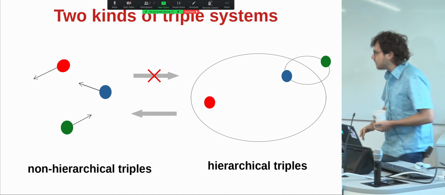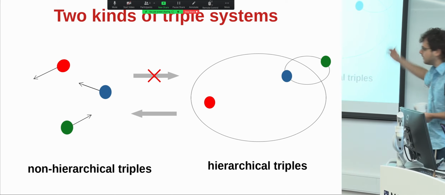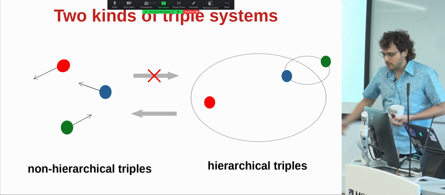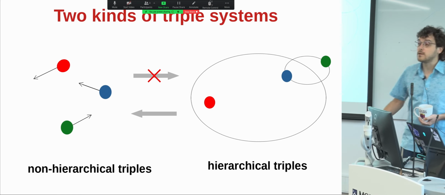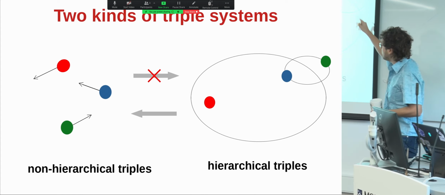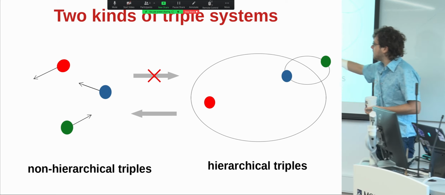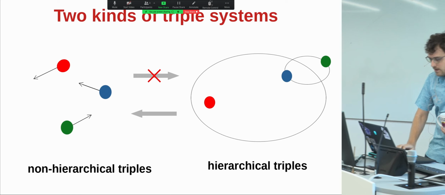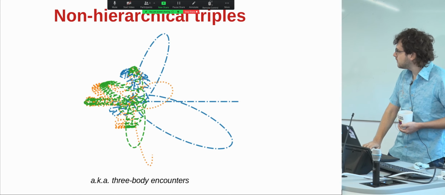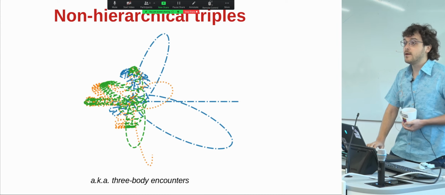So there are two kinds of triple systems. You have hierarchical triples, just like the moon, the Earth and the sun, or the closest stars to the sun, Alpha Centauri. They're actually in a triple system, where two stars are in a binary and are orbited by another body. But there is another kind of triple system where there is no precise hierarchy and everything can appear very chaotic. These are non-hierarchical triples. We can also call them three-body encounters.